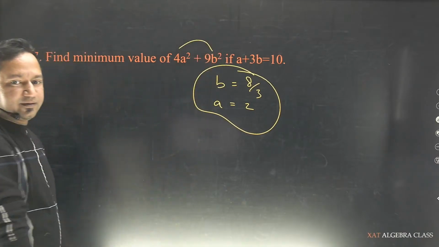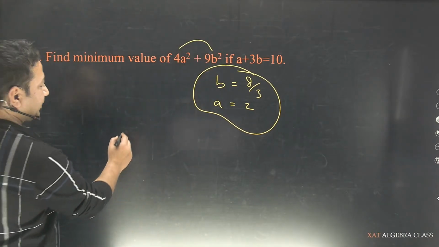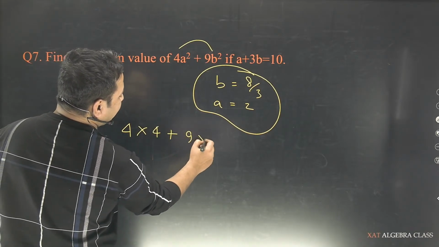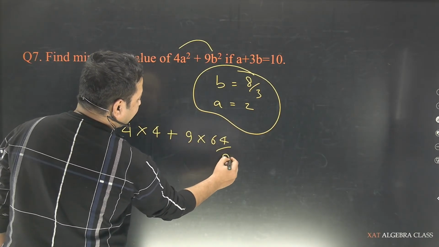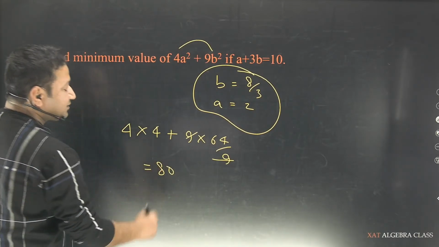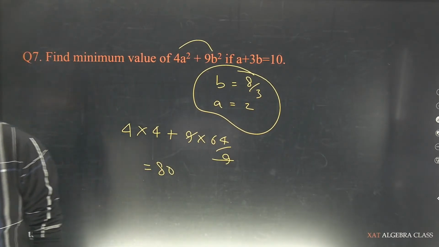Let us put it there. So you get 4 multiplied by 2 square, that is 4 only. 9 multiplied by 64 upon 9. These get cancelled. 16 plus 64 is 80. Our answer is 80. Clear?